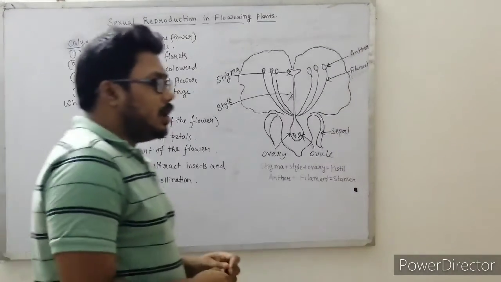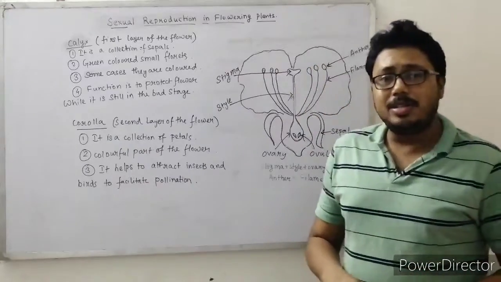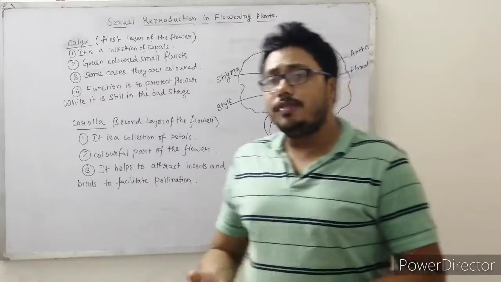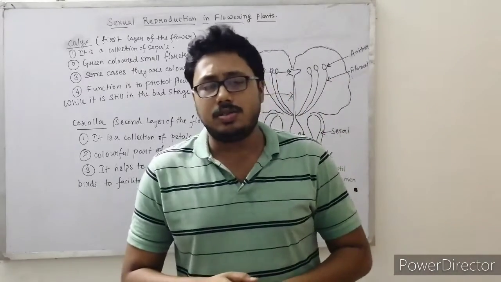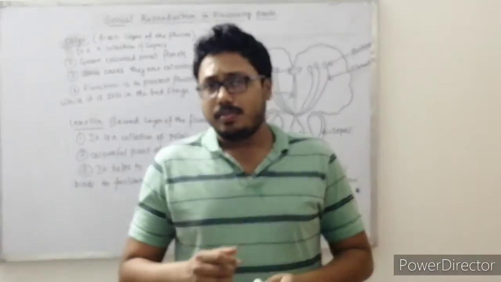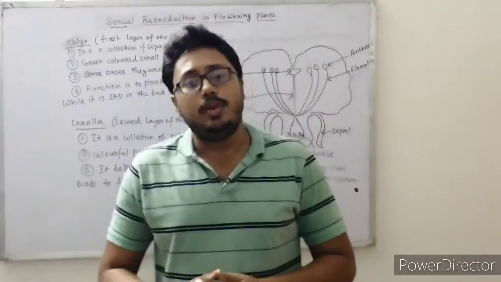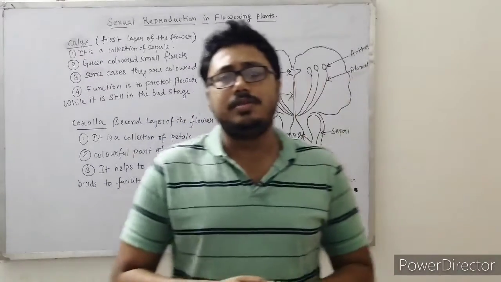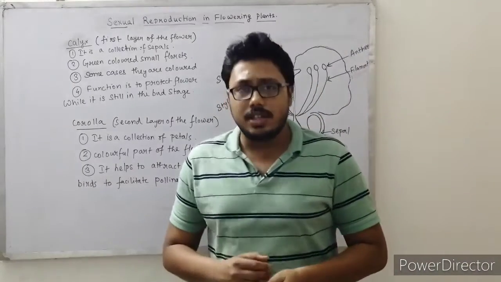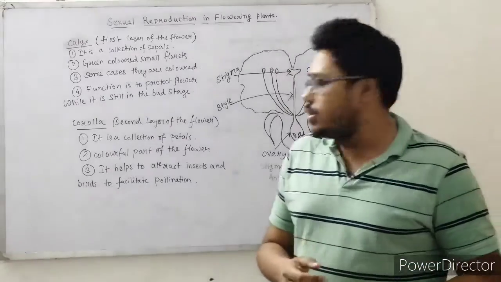So now coming to the corolla section. See, it is the collection of petals, that means the colored part of the flower. Why colored part? What is the function of the colored part? We have discussed earlier also. It is used to attract insects and birds for pollination. So what is pollination? We know that the transfer of pollen grains from anther to stigma is known as pollination, which is very essential for sexual reproduction. We will discuss this also.